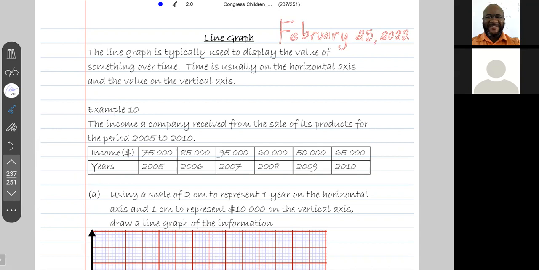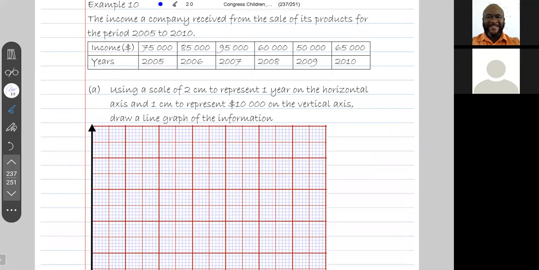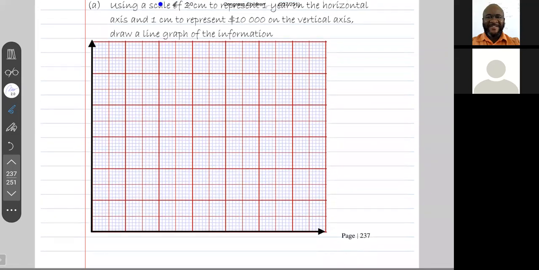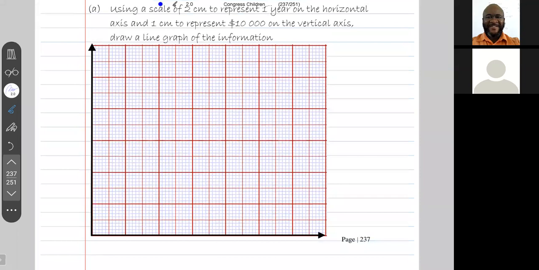A says using a scale of 2 centimeters to represent 1 year on the horizontal axis and 1 centimeter to represent $10,000 on the vertical axis, we're asked to draw a line graph of the information. All right, so that's not necessarily very difficult. Let's prepare our axes. It's 2 centimeters to 1 year. So 1 centimeter, 2 centimeter. The first year is 2005.